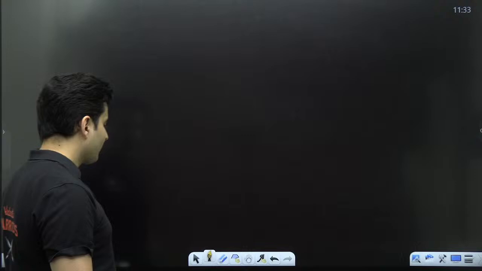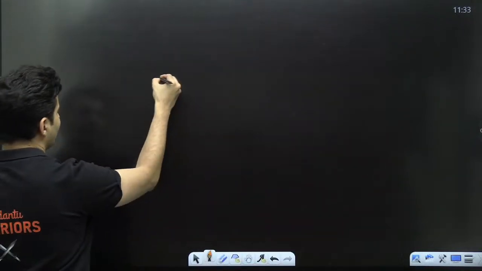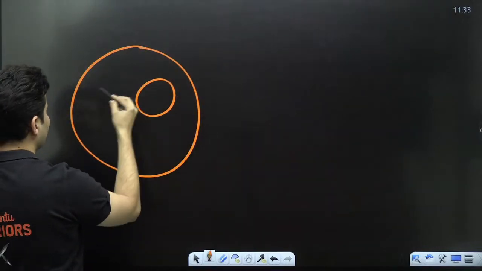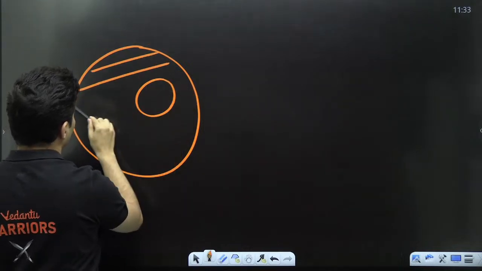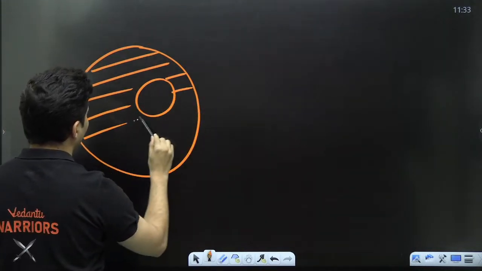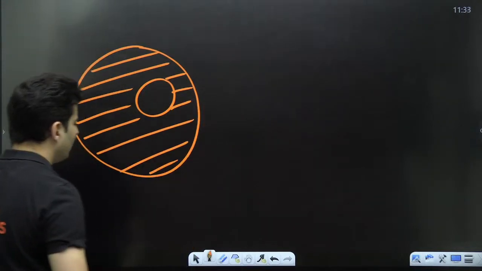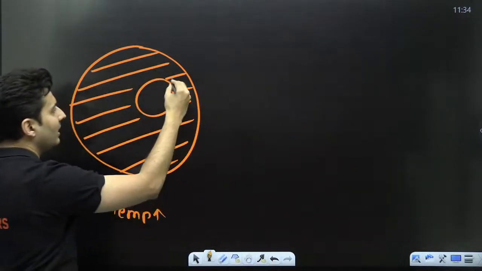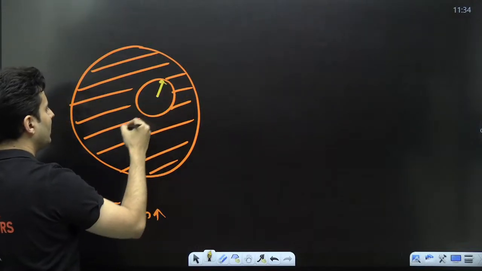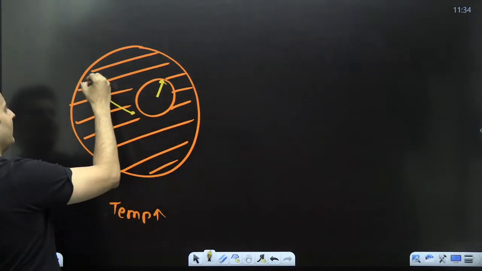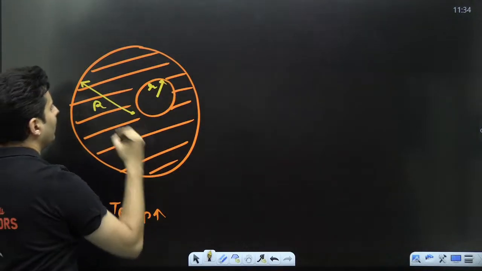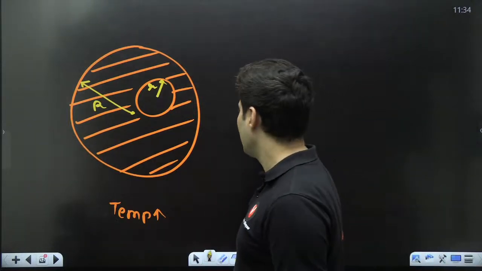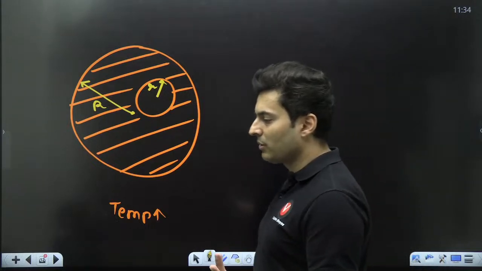Then there was one type of question where there was a hole inside a disk, basically. This was a disk in which a hole was punched, something like this. And if the temperature is increased, what do you think will happen to the inner radius as well as the outer radius? Inner radius and this radius, the small r and this capital R. Will both of them increase? Will only one of them increase? Or will both decrease? What do you think will happen?